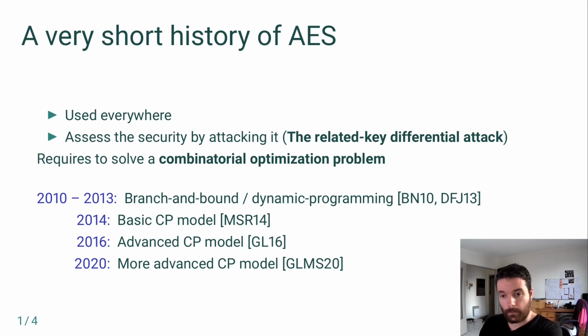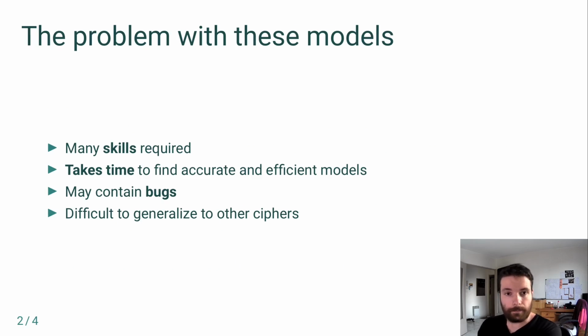This technique is quite interesting because in order to have good attacks, we have to solve some very challenging combinatorial optimization problems. And a lot of people tried different approaches. The most used ones were at some point branch and bound or dynamic programming. Later, people came up with some very efficient CP models, and in the last few years, people introduced even more complex CP models that achieved very good performance.